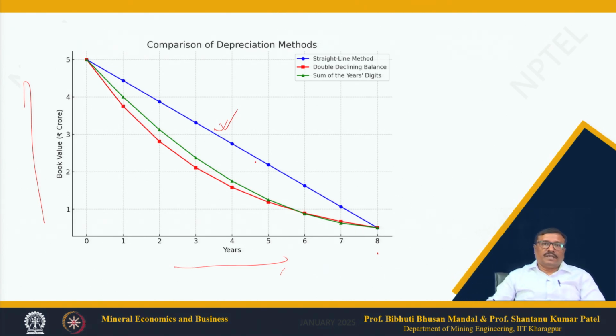But if you see the double declining balance, in the first few years it is sharply declining and then it slowly becomes flat here. The first part is very sharply declining. The sum of the years digit method is also behaving similarly, even though in the first few years the decline is not as sharp as you can expect from the double declining balance method. So, we can see three different methods in the same plot.